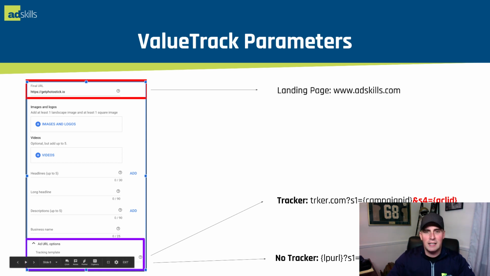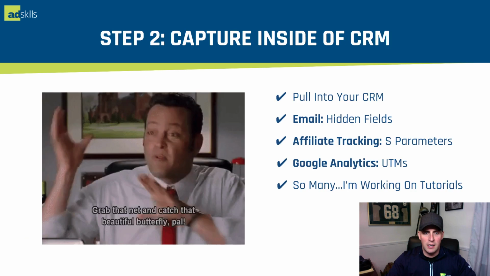As you can see, I've highlighted the GCLID to make sure that you can see that this is going to be pulled into this S4 parameter. Maybe yours is UTM term, so that way it's going to get pulled into the keyword if you're using Google Analytics, whatever those things are. But essentially, this is how you add your tracking link to your ad so it will pull through that click ID. Step number 2, capture inside of your CRM.